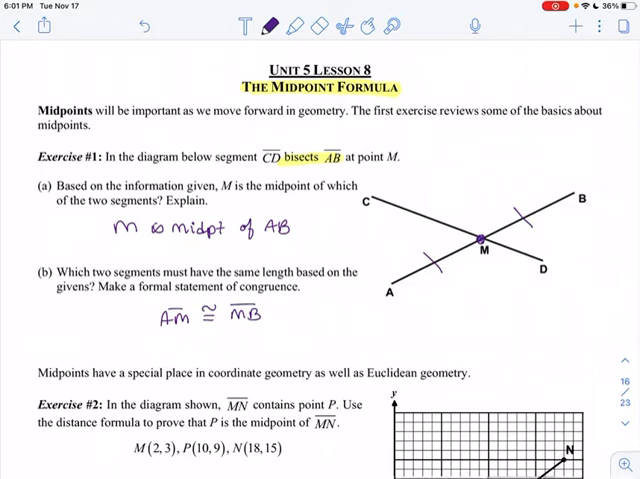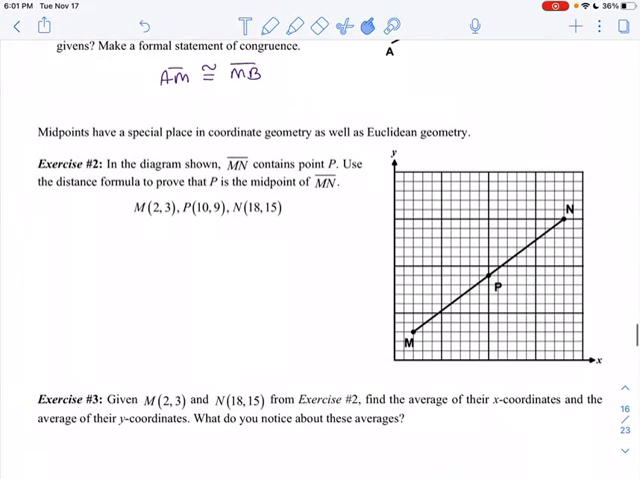All right, so midpoints have a special place in coordinate geometry as well, and we're going to discover the midpoint formula. So I have M and P and N. P is the midpoint. In the diagram, MN contains point P. I'm going to use the distance formula to prove that P is the midpoint of MN. If P is in fact the midpoint, then that means MP is congruent to PN. So I'm going to use my distance formula to find the length of MP, and then the length of PN. If they're equal, then P is in fact the midpoint.